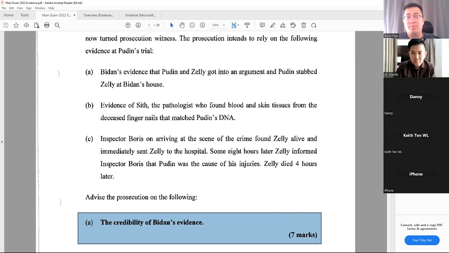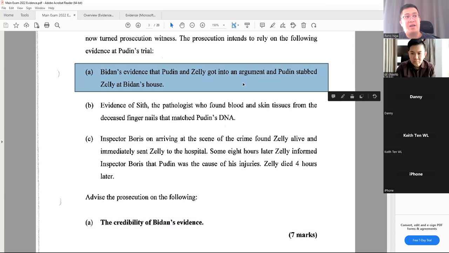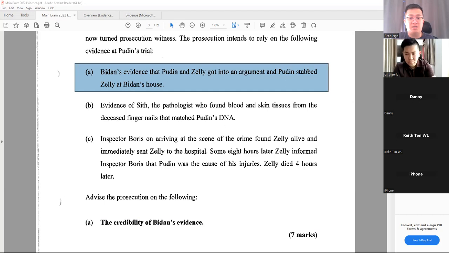Okay, sorry, maybe before we go into corroboration, we need to talk about relevancy first. Why? Because like I mentioned, type of evidence. So this kind of evidence, Biden's evidence, is what? It's a relevant fact. Why? Because Biden's evidence mentions that Putin and Zelly got into an argument, and also Putin stabbed Zelly at Biden's house. This can be facts in issue and also relevant facts. But before that, like I said, you cannot simply take evidence to say this is relevant, this is evidence. You must show relevancy or facts in issue first.